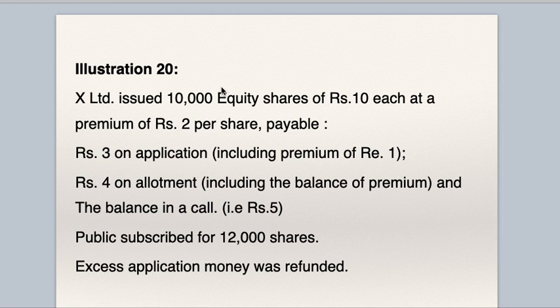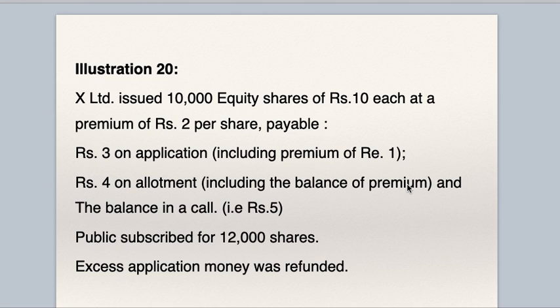See what is given in the question. X Limited issued 10,000 equity shares of 10 each at a premium of 2. So issue price is 10 plus 2, 12. How it is payable? 3 on application including 1 rupee premium. So 2 rupees premium. Out of that 1 they are collecting with application. So this 3 breakup is 2 plus 1. 2 would go to capital, 1 would go to securities premium.